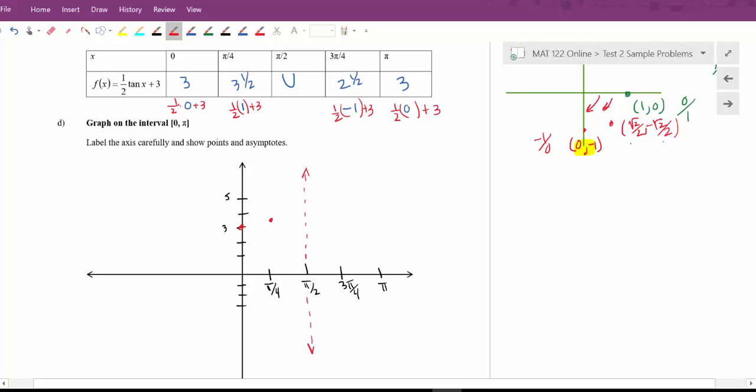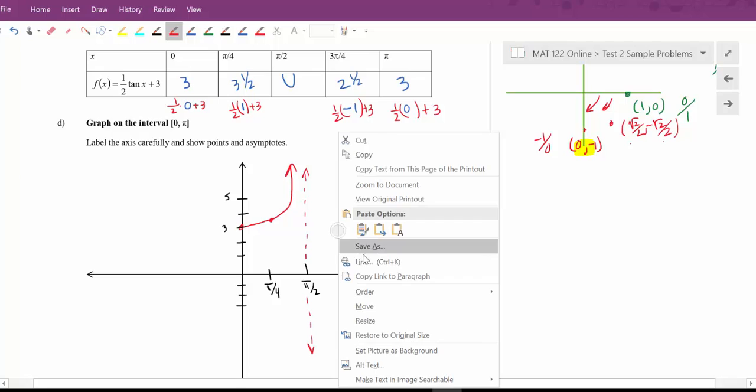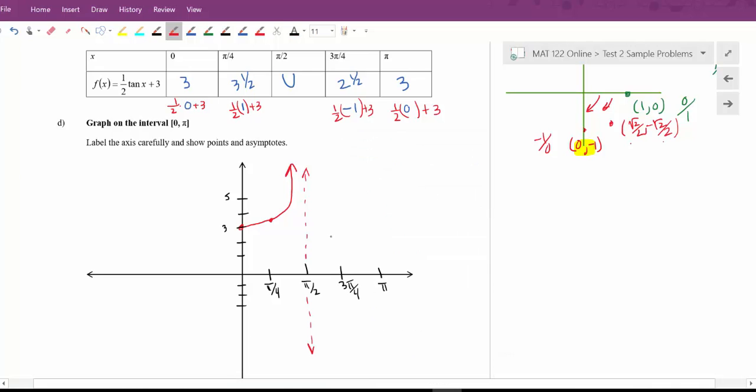So this part of the graph is going to be doing this and approaching the asymptote. 3 pi over 4, we have a point 2.5. And pi, we have 3. Okay, so we can make this sort of approach like that. And that gives the graph. Now you can go out further on that if you want to. So I'm going to take this out just a little further, although you're not required to on this problem.